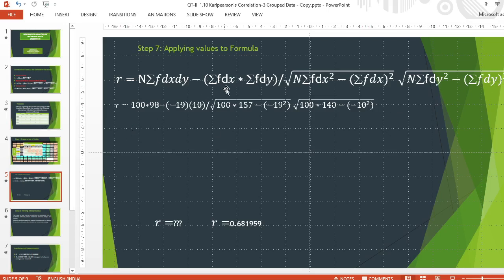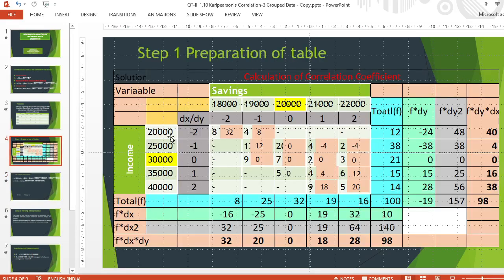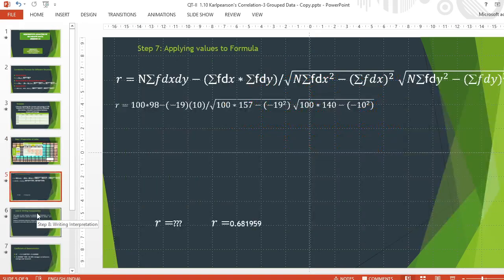So we can interchange the values of x and y. So here we have taken the values of x as income. So it is f dx and f dx square and f dx dy, and here it is f dy square and f dy dx value. So no issues. R value finally comes to 0.68195. So I leave the remaining simplification steps of these values.